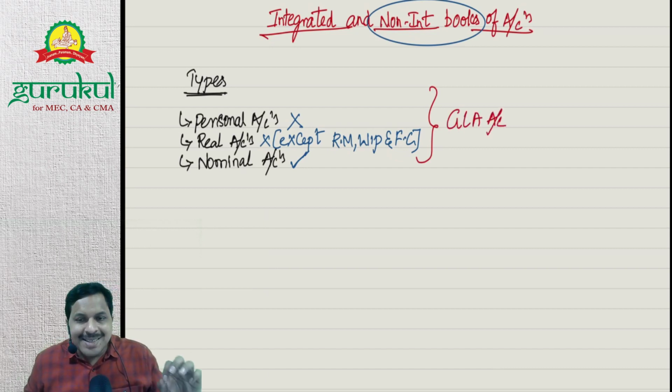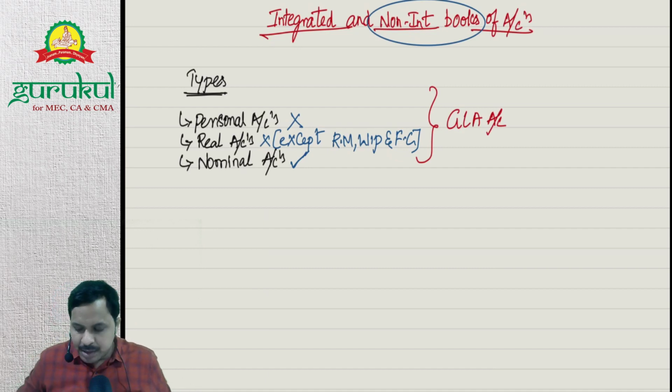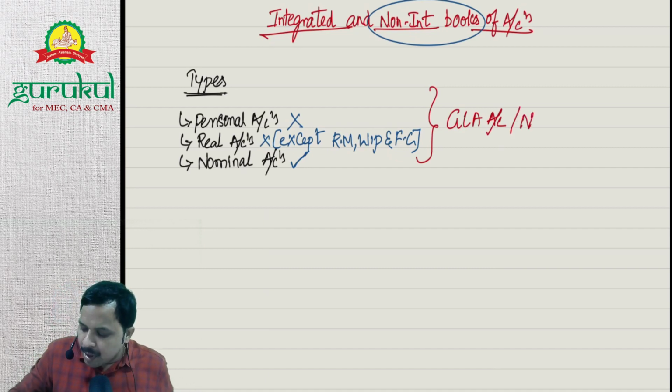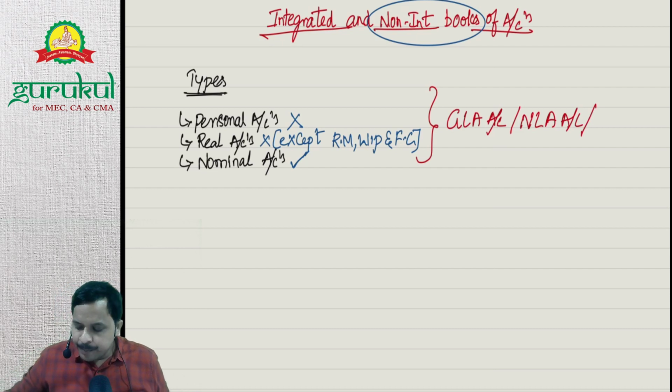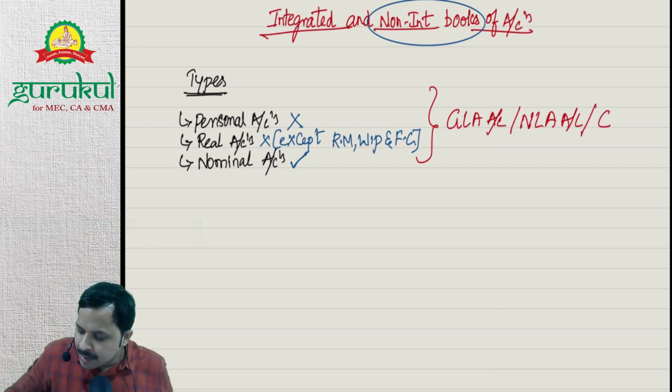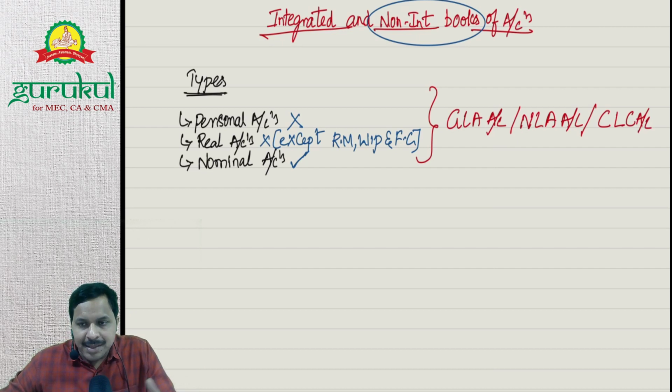That is General Ledger Adjustment Account. General Ledger Adjustment Account. Or some people call it NLA account, Nominal Ledger Adjustment Account. Or some people call it Cost Ledger Control Account. GLA, that is General Ledger Adjustment Account. NLA, Nominal Ledger Adjustment Account. And Cost Ledger Control Account or Cost Ledger Adjustment Account.